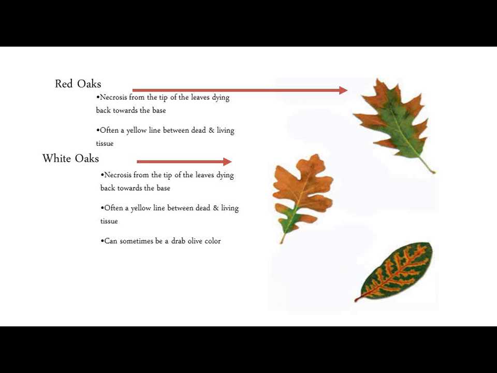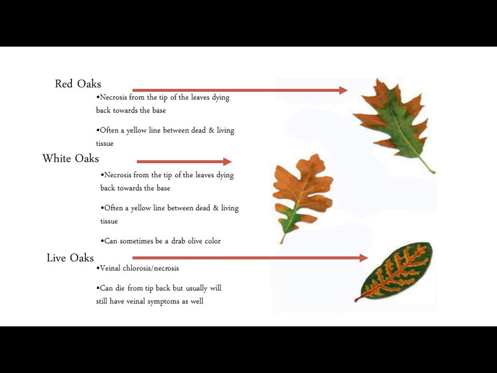It sometimes can have a drab olive color, almost a water-soaked color. It can be a little bit more challenging, in my opinion, to diagnose oak wilt based on leaf symptoms in the white oak family. On live oaks, you're going to have what's called veinal banding and then veinal necrosis or chlorosis. Typically, the leaves are going to die from the tip back, but they'll usually still have veinal symptoms as well. So, 3 different oak species and how the symptoms show up on the leaves.